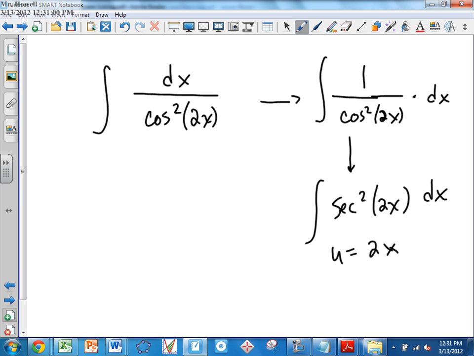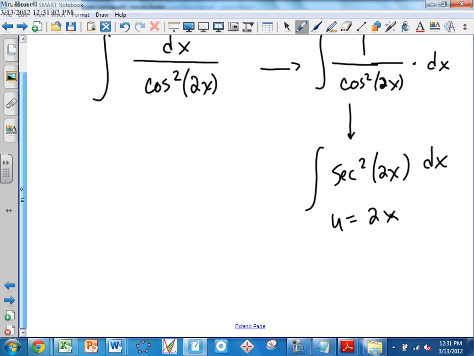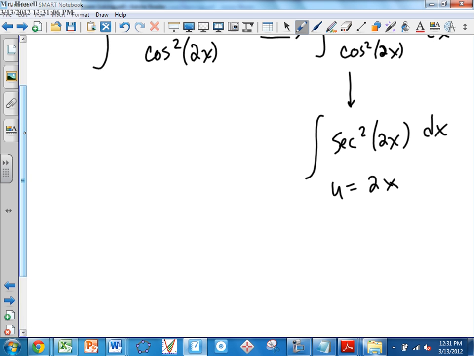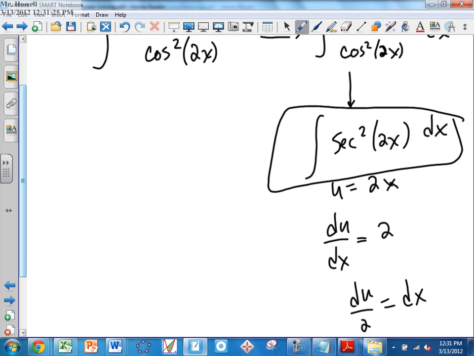If you see that, then you can say, all right, well, then du dx is simply, what's du dx? 2. Again, the derivative of 2x is just 2. Switch the dx and the 2: dx equals du over 2. Go back to this function right here now. Put that u in and plug in for dx.